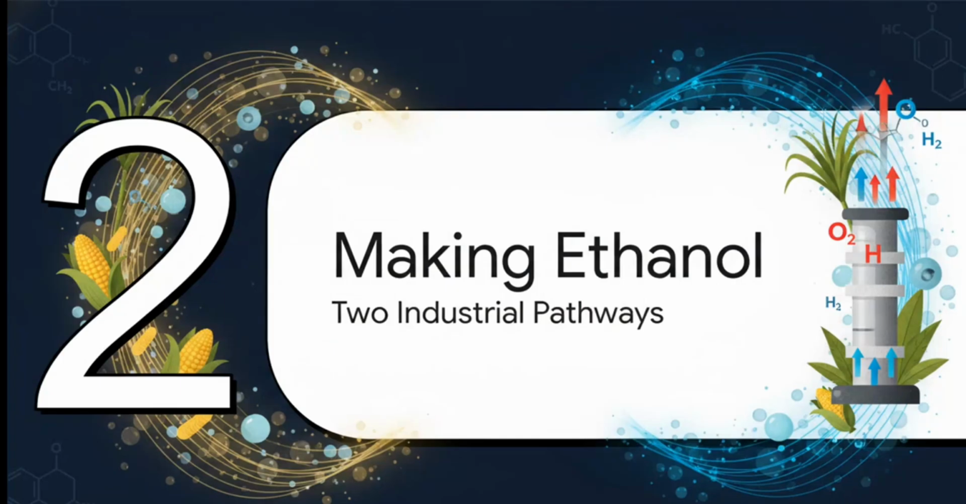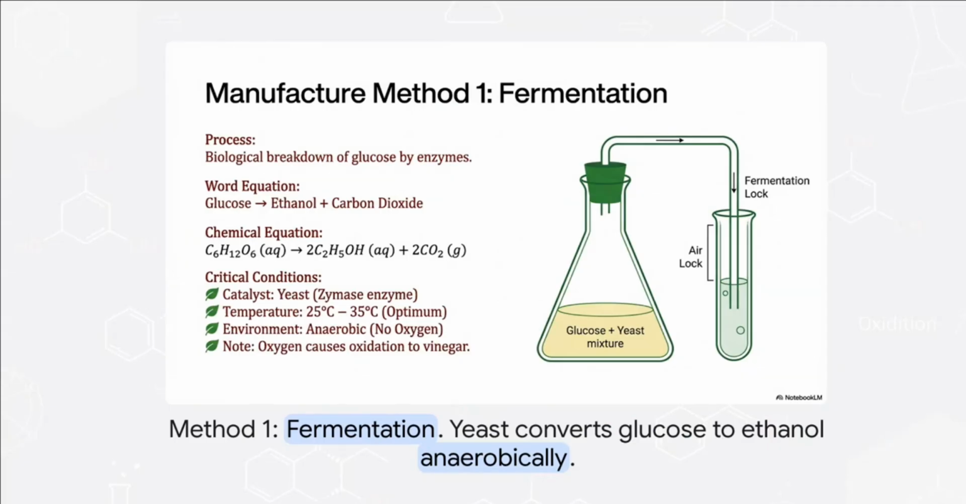Okay, so we know what they are, but how do we actually make ethanol? Probably the most famous alcohol of them all. Well, on an industrial scale, there are two main ways to do it, and comparing them tells this really cool story of trade-offs, a real battle between nature and technology. First up, we've got fermentation. This is the old-school, biological method humans have been using for thousands of years.